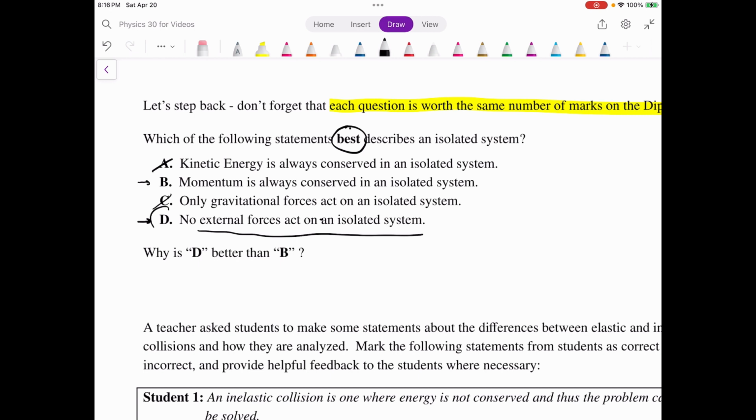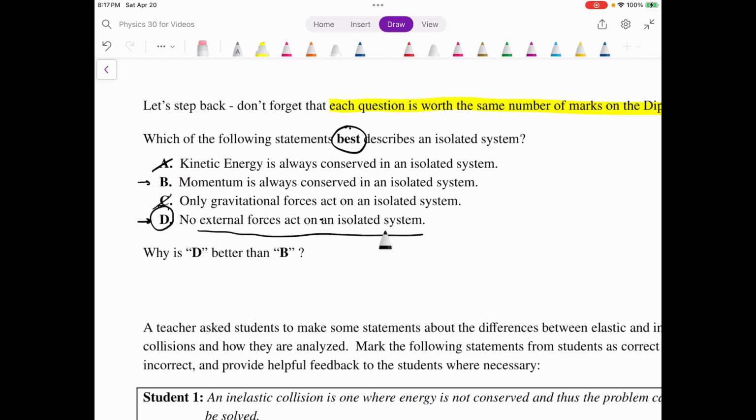No net external forces can act on an isolated system. So B is true, okay? And it asks us, why is D a better answer than B? Well, if we're trying to describe an isolated system, B is true, but it's a feature of an isolated system, whereas D is literally the definition of the isolated system.